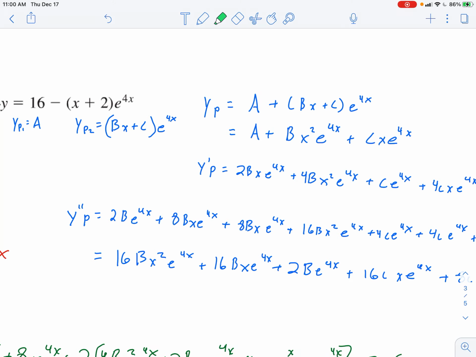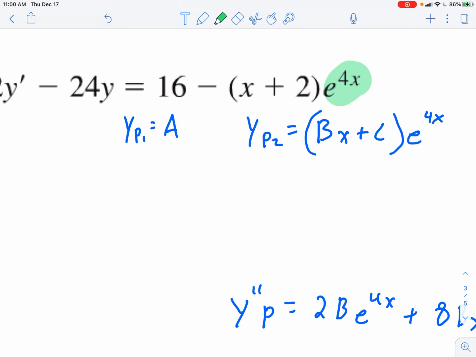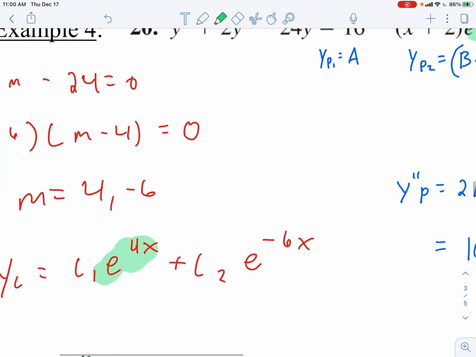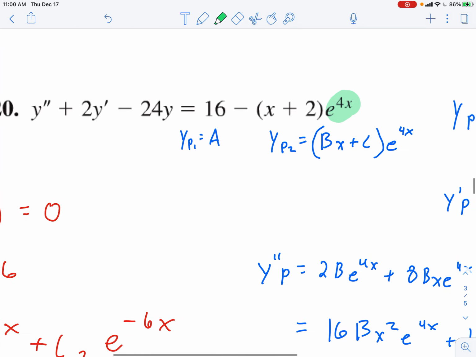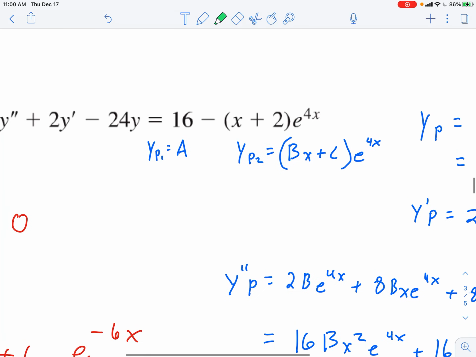All right, so let's solve this differential equation. Notice we have an e to the 4x. I'm glad that I solved for the complementary because I have that there. So when I look at this, the 16 we're going to make the first part of the particular solution. That's why it's y sub p sub 1. That's going to be A because it's just a constant. Now, minus x plus 2e to the 4x.